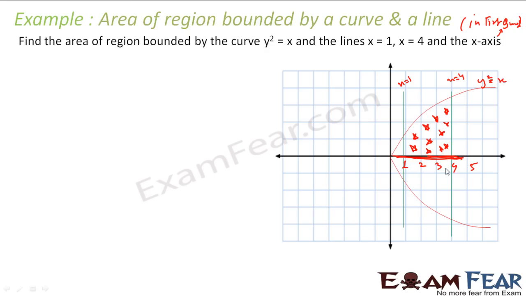So draw the figure, draw the curve, draw the lines, and then read the question properly. It says x-axis also, so you have to draw one x-axis also. Then you see that you're getting two different areas. Then the question says in the first quadrant, that means you are talking about this area. In the question, it was y square is equal to x, x is equal to 1, x is equal to 2, only these three were given.